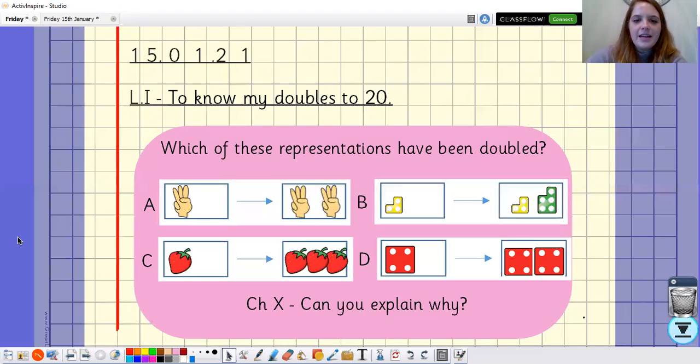Okay, so let's have a look at some of these representations. I want you to look at each of these pictures here, so A, B, C, and D, and I want you to decide which of these representations have been doubled and how do you know? Okay, I'll just give you some time to pause the video and have a think about which have been doubled and how do you know?